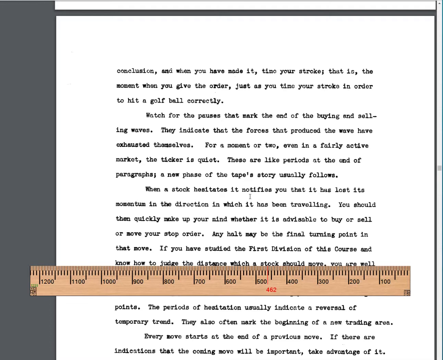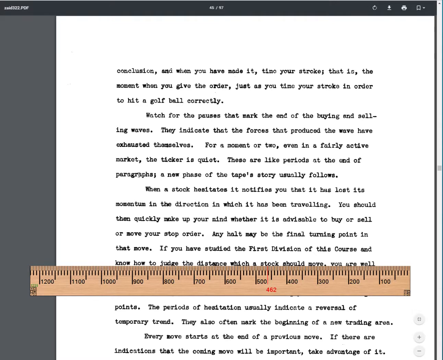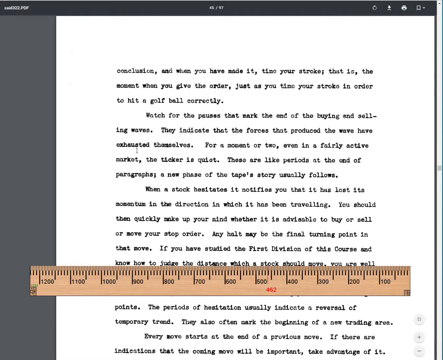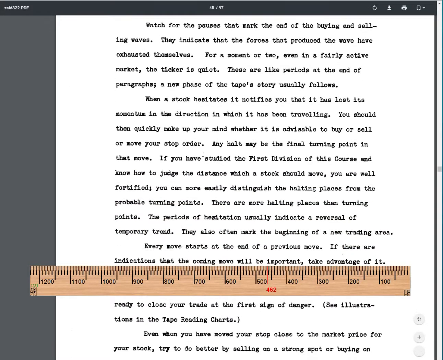The other thing is regarding halting points. Take a look at the climax and see what happens at the end of a climax. It will tell you a lot. The tape will slow down. The other thing here is when a stock hesitates. Hesitation is an indication of loss of momentum.